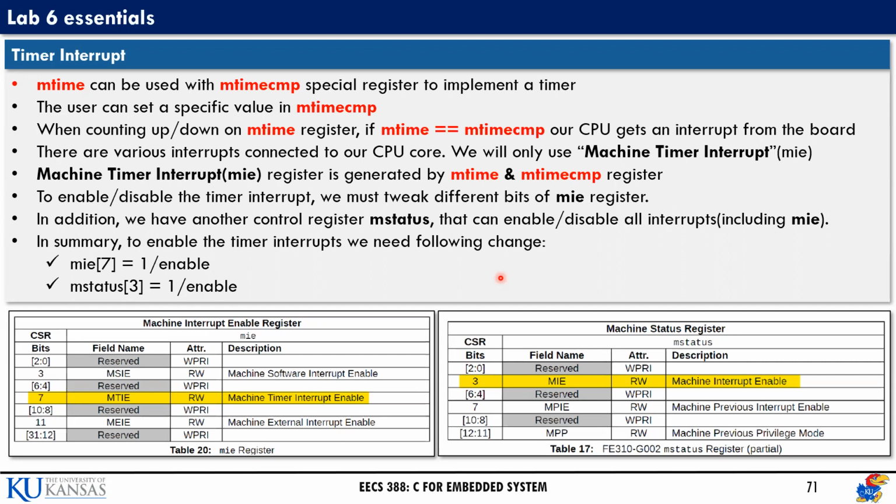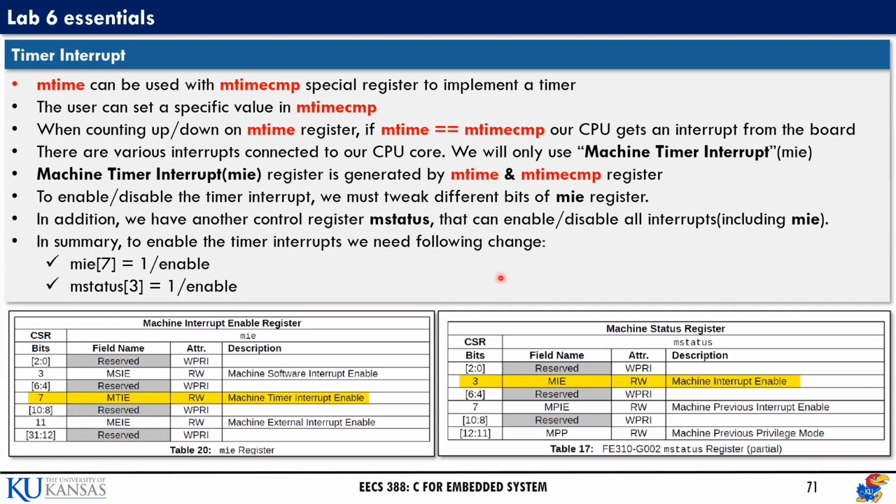So the same thing, if you want a timer interrupt, you have to set up a timer, or you have to set up an alarm. And how can you do that? You know the current clock cycle from the M time register, and we need to set some specific value on the M time compare register.